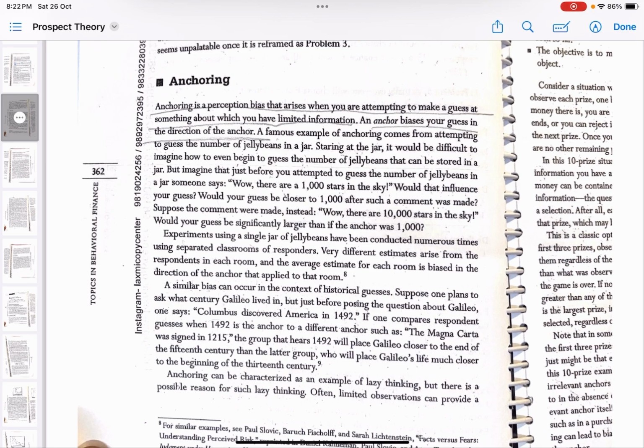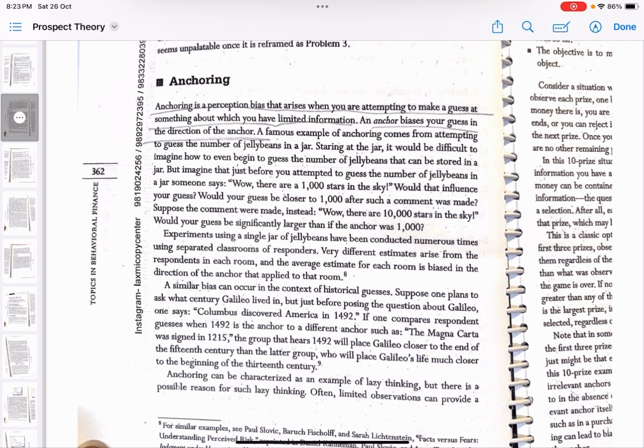Experiments using a single jar of jelly beans have been conducted numerous times in separate classrooms with separate respondents. Very different estimates arise from respondents in each room, and the average estimate of each room is biased in the direction of the anchor that applied to that room. Do you understand what I'm saying? When someone says something which is a little bit related, then everyone starts to say that only. So your environment really affects the decision you're making, which is why in the first room people were saying 1,000, but in the other room people weren't.